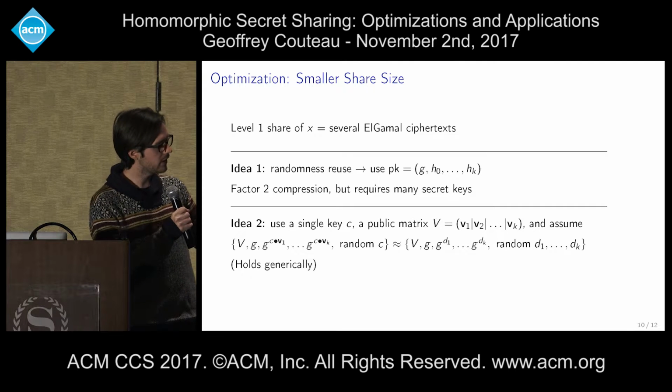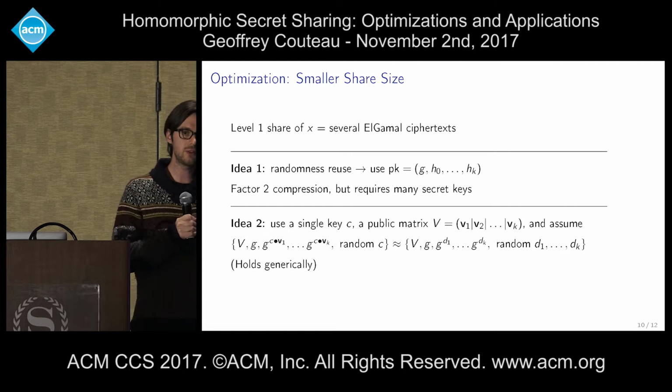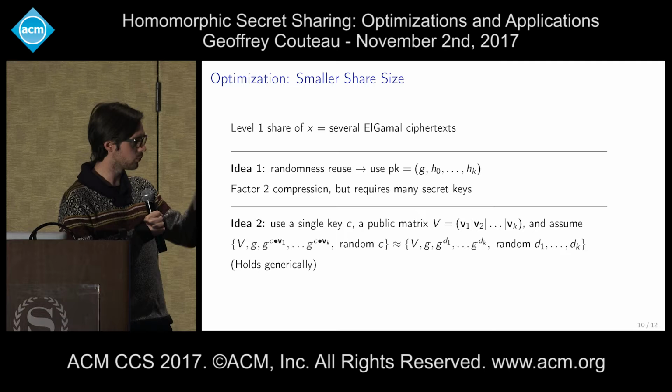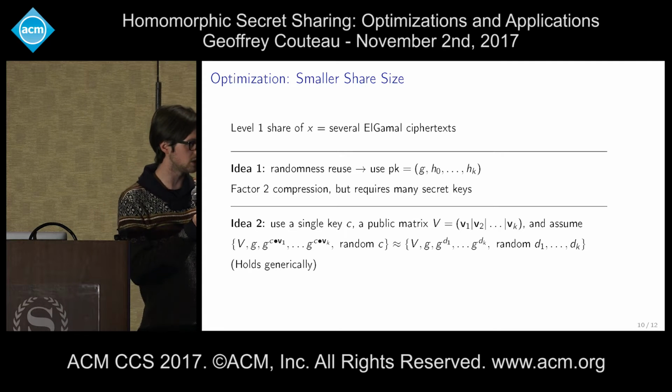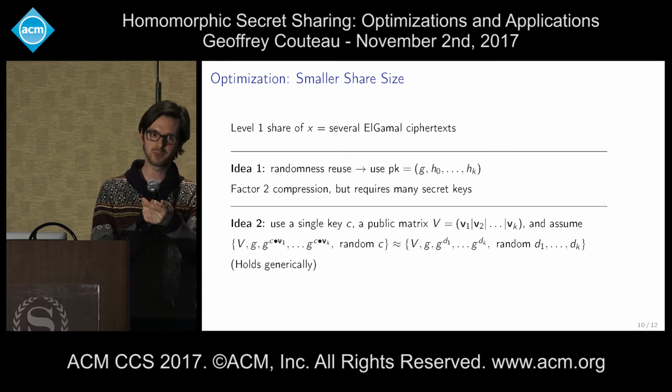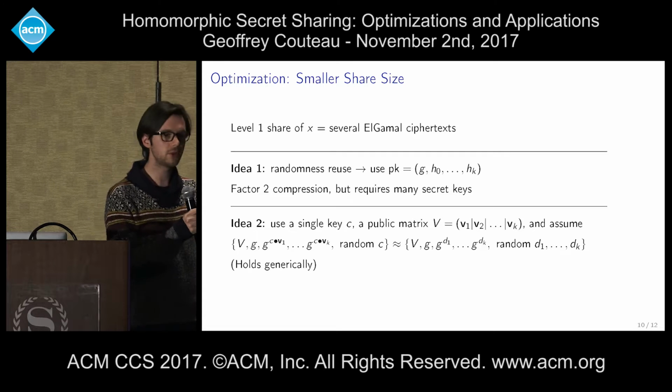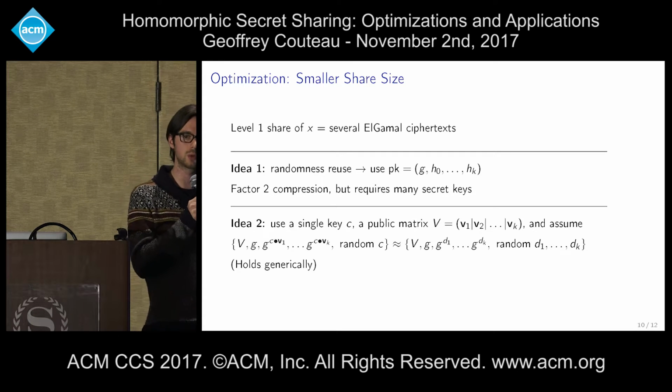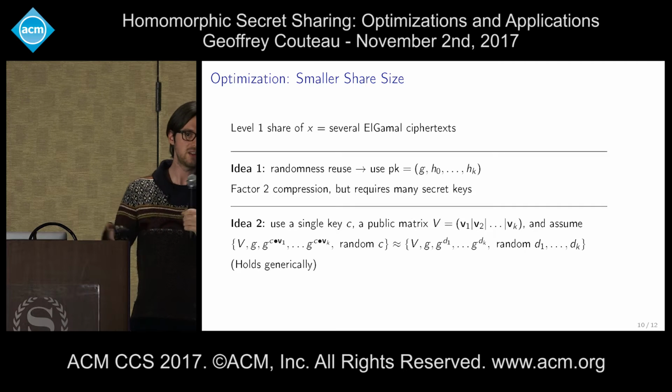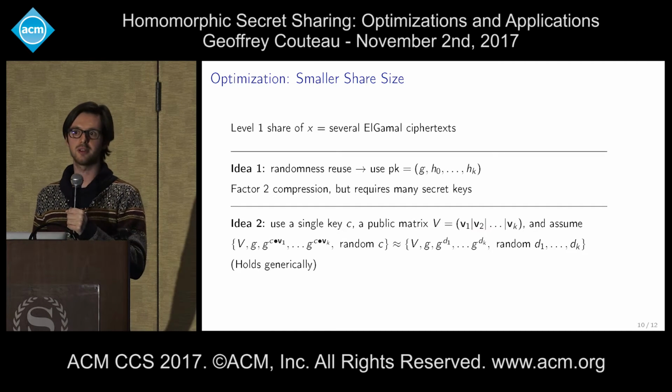So to recover the effect of randomness reuse, we developed a technique to work out randomness reuse with a single key and only public values. And this requires using a new assumption, but it's an assumption that holds in the generic group model. And by working out the details, we can get this factor 2 compression we were looking for in the size of the shares.